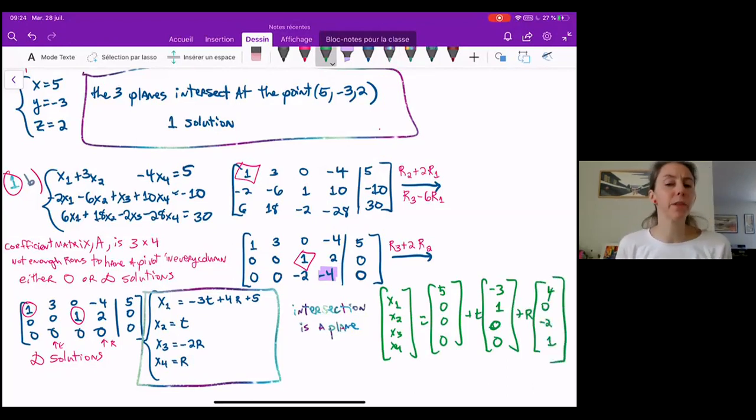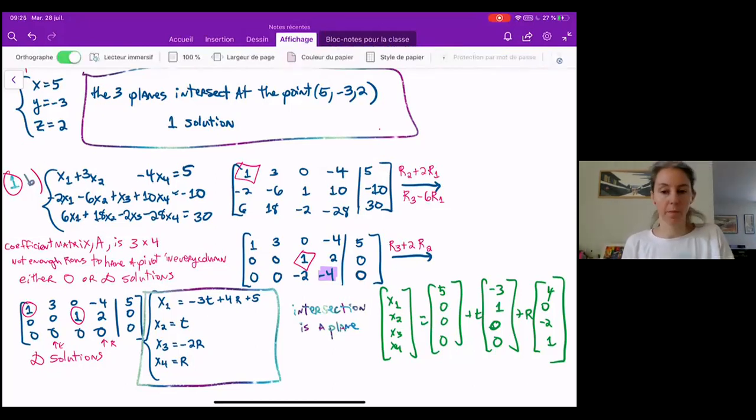And based on what we've been learning recently, we now also have a basis for the null space. The basis for the null space is negative 3, 1, 0, 0, 4, 0, negative 2, 1. So the basis for the null space of the coefficient matrix is those 2 vectors that show up in the vector equation. Okay, are there any questions about the row reduction?